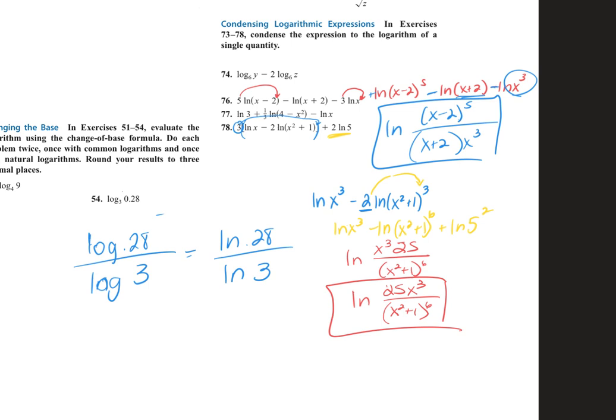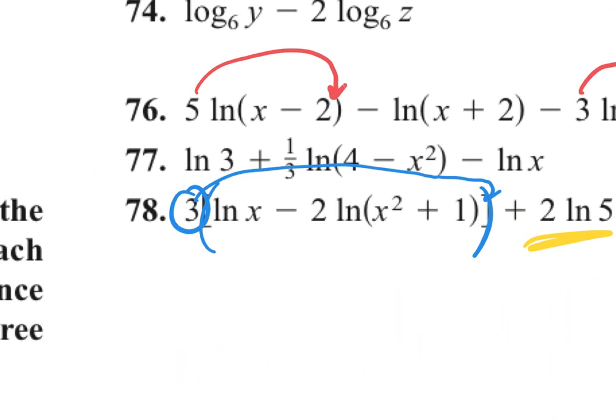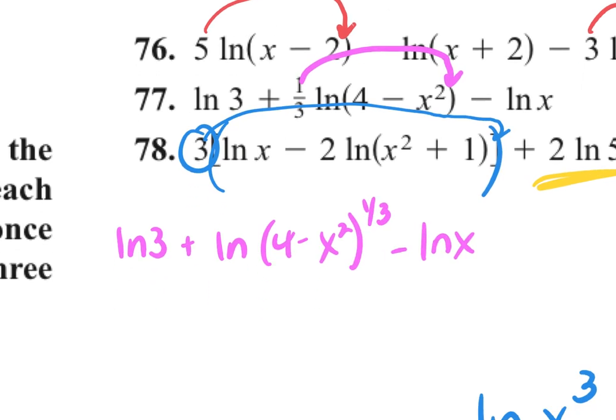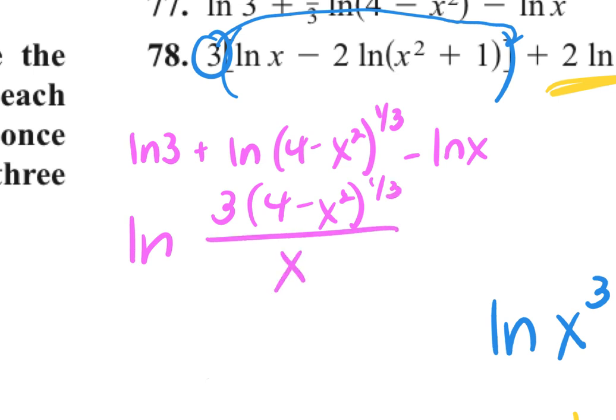Any other questions from this page? Gracie. 77. Okay. 1/3 is the exponent on this guy. So I get ln of 3 plus ln 4 minus x squared to the 1/3 minus ln of x. Anything with a plus goes in the top. Anything with a minus goes in the bottom. So the ln is on the front, the 3 is in the top, 4 minus x squared to the 1/3 is in the top, and x is in the bottom.